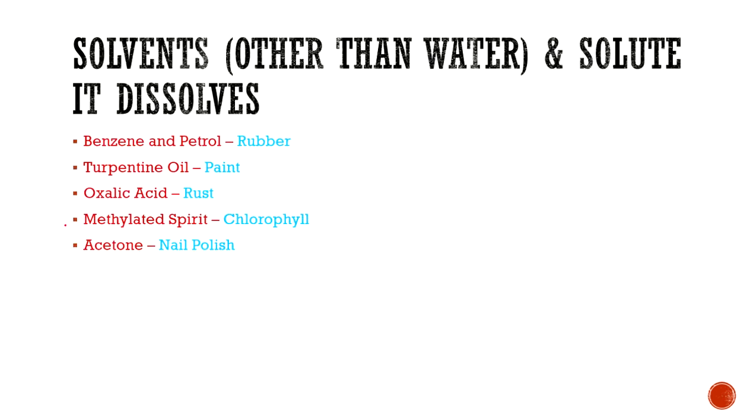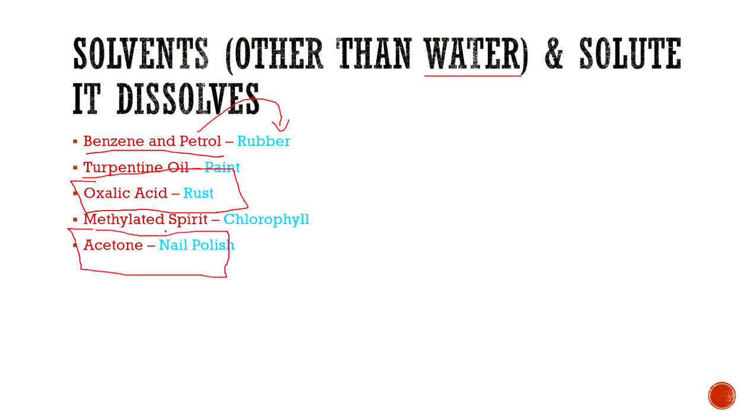Now, we have discussed only water. Now we will discuss other solvents like benzene and petrol, and what they dissolve. Benzene and petrol dissolve rubber. Turpentine oil dissolves paint. Oxalic acid and rust is a very important and commonly asked question in examinations. And acetone is a very good example; acetone dissolves nail polish. Methyl spirit dissolves chlorophyll. In the textbook, a few examples are given, so we have to study them.